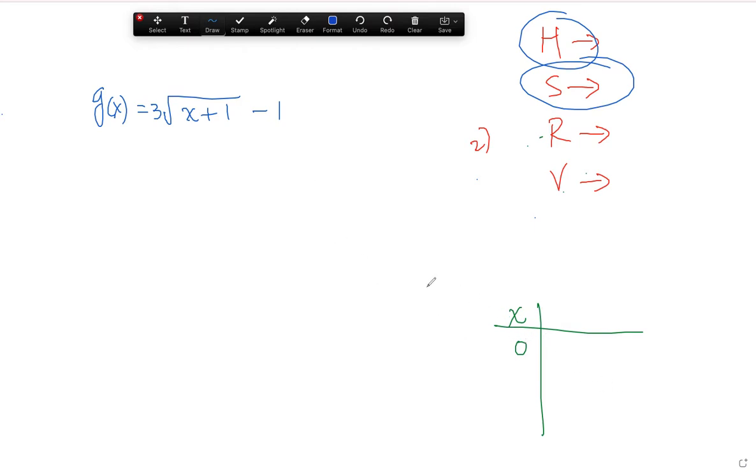So on the table, plug in 0. If we plug in 0, what do we get? 3 times square root of 1, because 0 plus 1 is 1, minus 1. So that gives us 2. Okay, so maybe Miss Richardson lied. Anyway, sorry, that's just me bailing myself out.